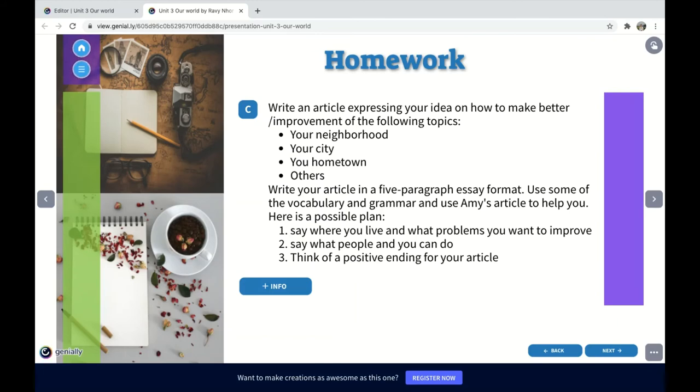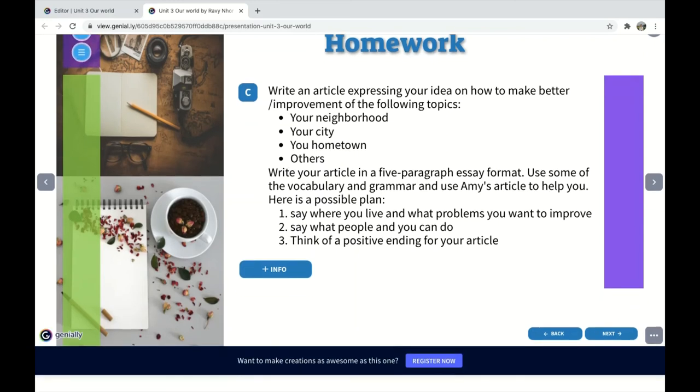So in order to introduce your idea, you can use first of all, also, in addition, and finally. Or you can use other words just like first of all, second, third, after that, and finally, or in conclusion. So these are the topics that you can write about. So choose one of the topics, or you can use your own topic, and write your article in 5-paragraph essay format. So you should have 5 paragraphs at least.